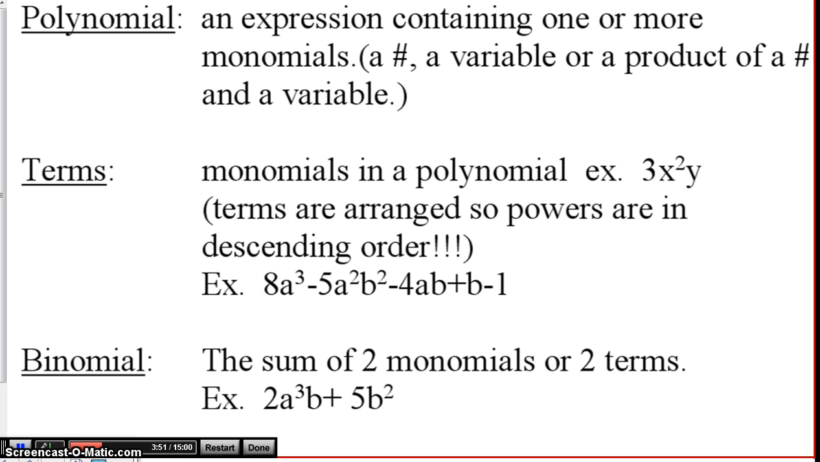Terms are arranged so powers are in descending order. Again, you may not always see x and y as your variables, so when you have variables other than that, put them in alphabetical order and then put them in descending order as well. Then we have binomial, the sum of two monomials or two terms. You can see an example there, 2a cubed b plus 5b squared.